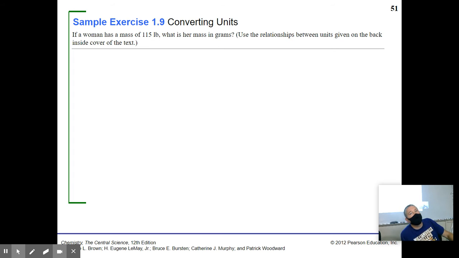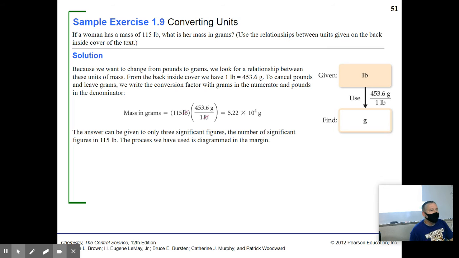A lot of times, though, you're going to see your conversions using metric prefixes. So again, looking at how we solve this, your given is 115 pounds. According to the back of the book, there are 453.6 grams in a pound. So that's my conversion factor. My unit that I need in my answer goes on top. And so we take 115 pounds and multiply it by 453.6 grams.